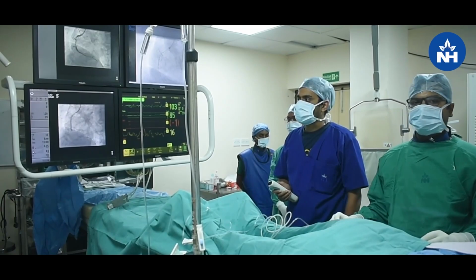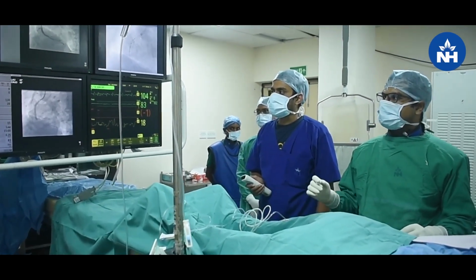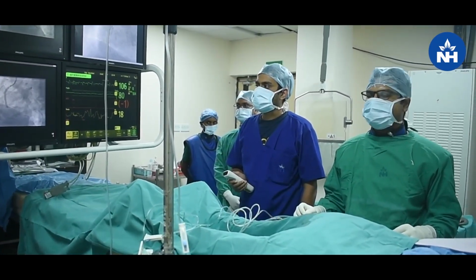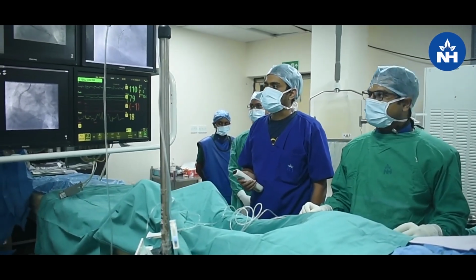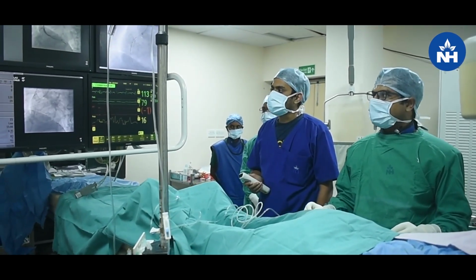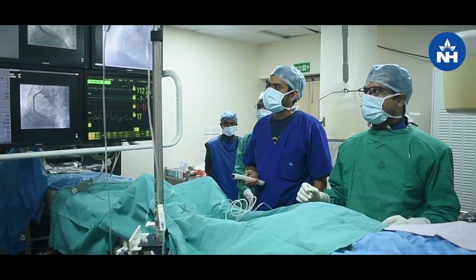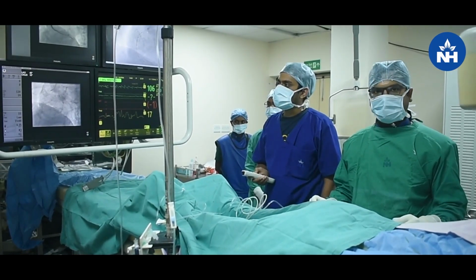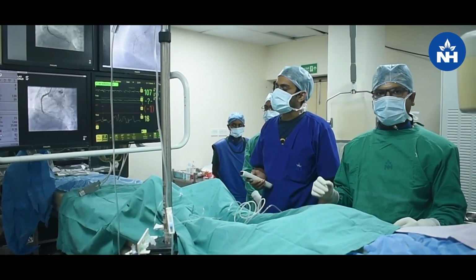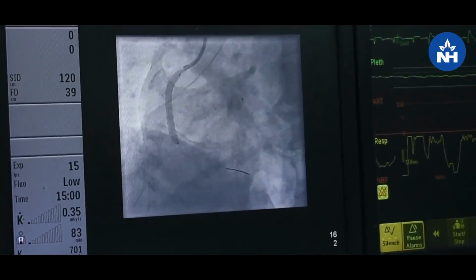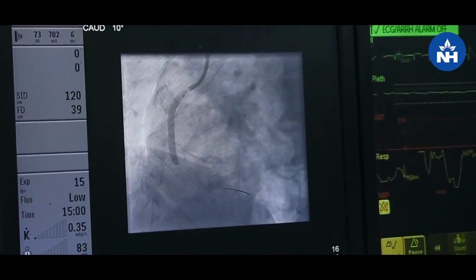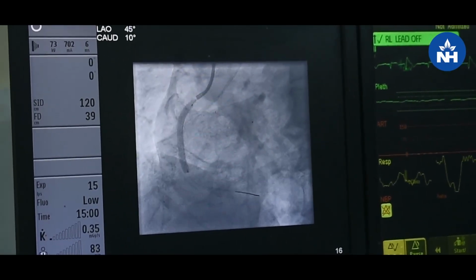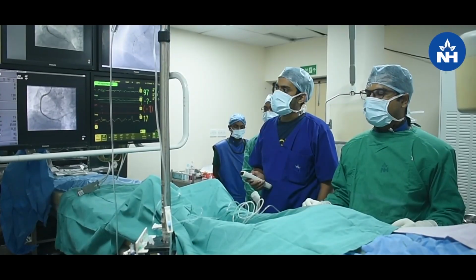After doing the balloon angioplasty, we have passed a 4 × 36 mm stent across the mid segment of the right coronary artery, and you can see here the stent inflating into the coronary artery, and you will be very happy and surprised to see the result which we have achieved after doing stenting and post dilatation of this right coronary stent.